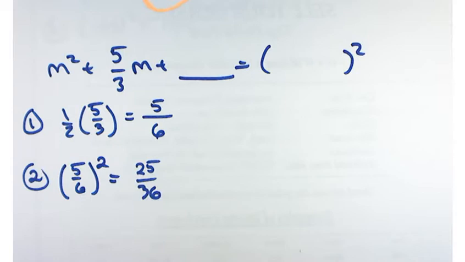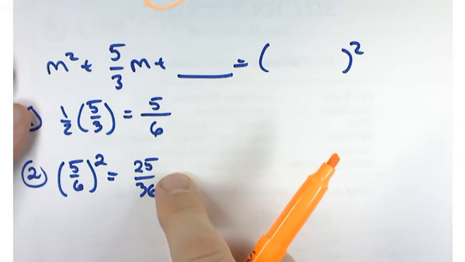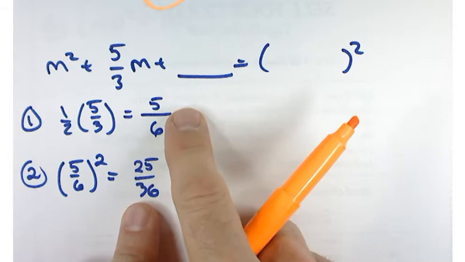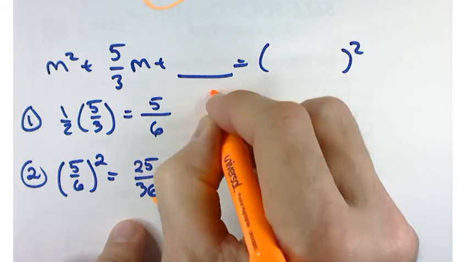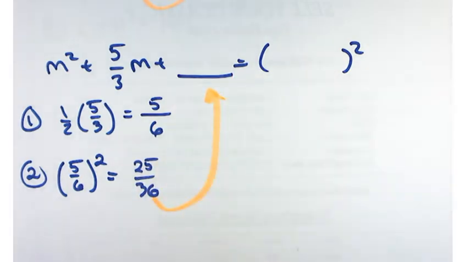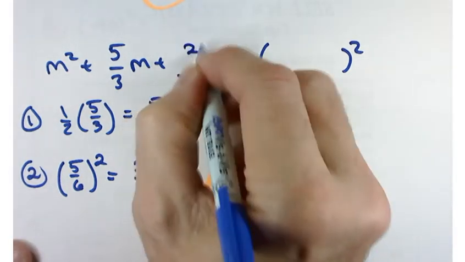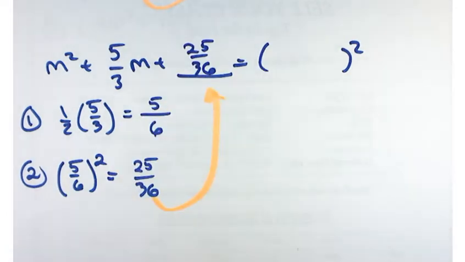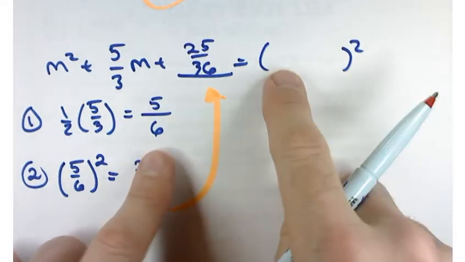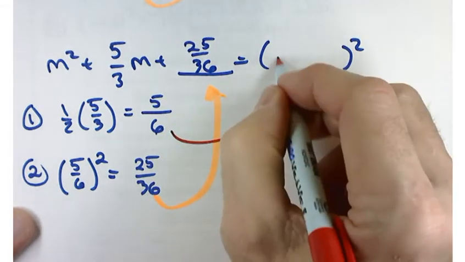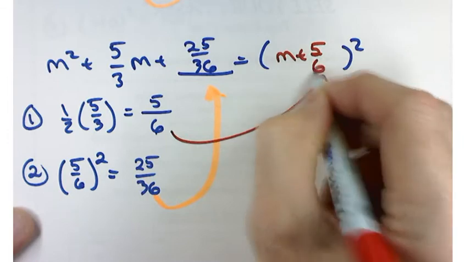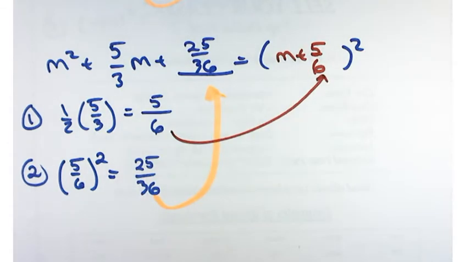And now what? Where do these terms go? What do I do with the 25 over 36? What do I do with the 5 over 6? All right, so that's 25 over 36 here. Good. Someone else. What's the rest of this? What goes here? Thank you. M plus 5 over 6. That is simplified. That's perfect. That's exactly what I want.